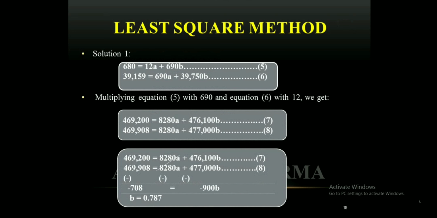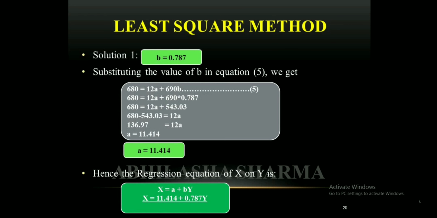On multiplying equation 5 with 690 and equation 6 with 12, we will get equations 7 and 8. By applying elimination method, we will eliminate a and will get b equals 0.787. On substituting b equals 0.787 in equation number 5, we will get a equals 11.414 and we will get the regression equation x on y, which is x equals 11.414 plus 0.787y.